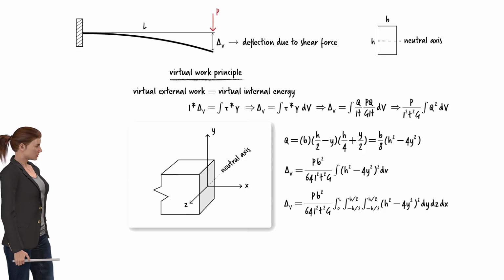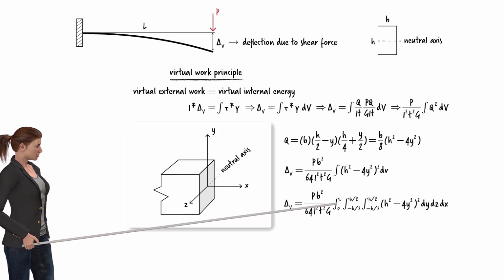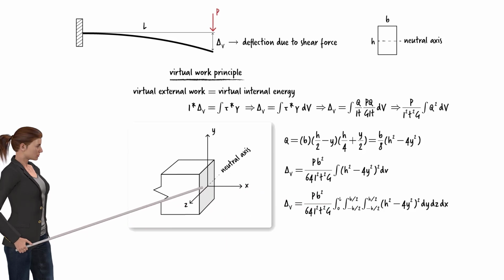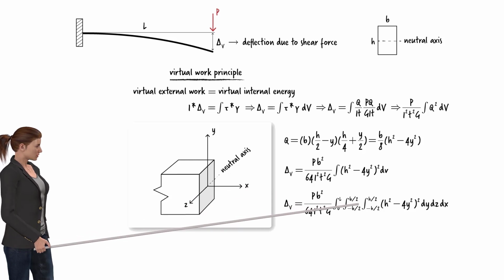Since the x-axis runs along the length of the member, the limits of the integration in the x direction are 0 and L. As shown in this diagram, we have placed the origin of the coordinate system at the center of the beam's cross-section. Hence, the limits of the integration in the z direction are negative b over 2 and b over 2. And the integration limits in the y direction are negative h over 2 and h over 2.